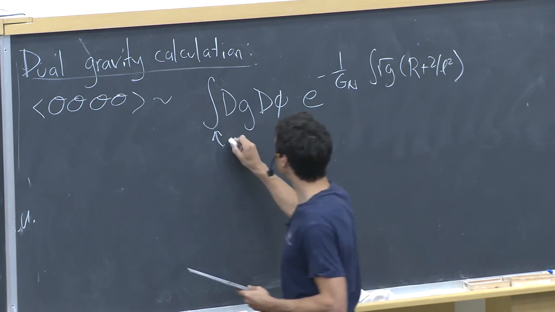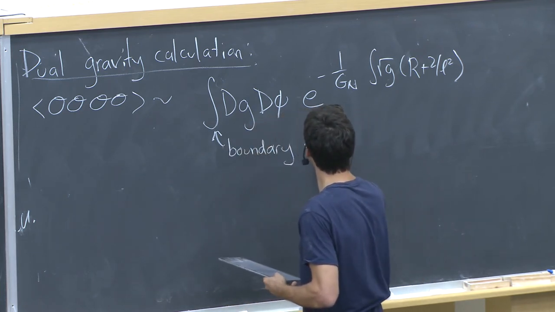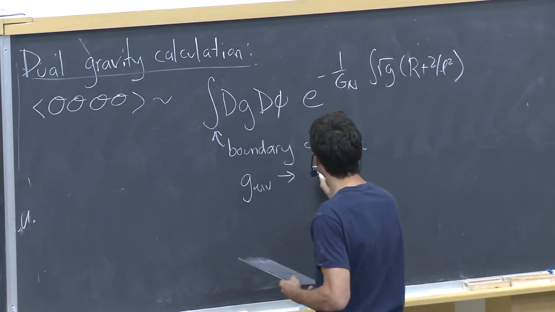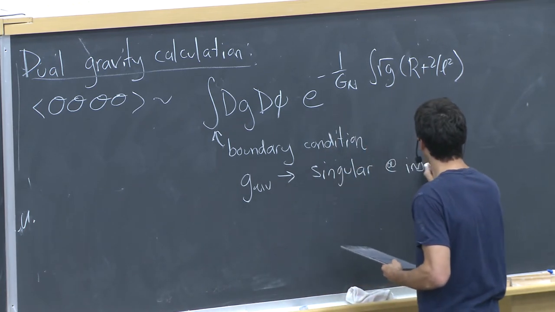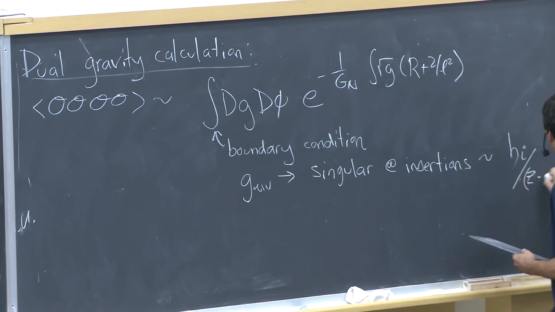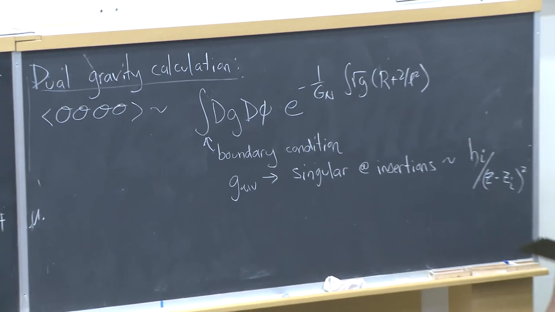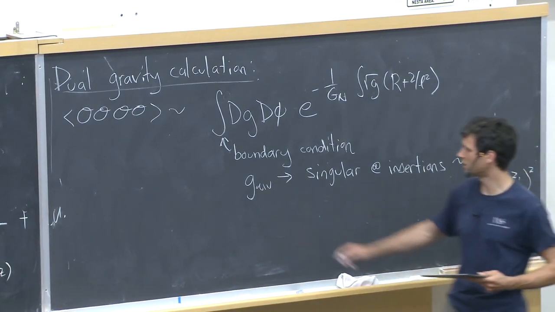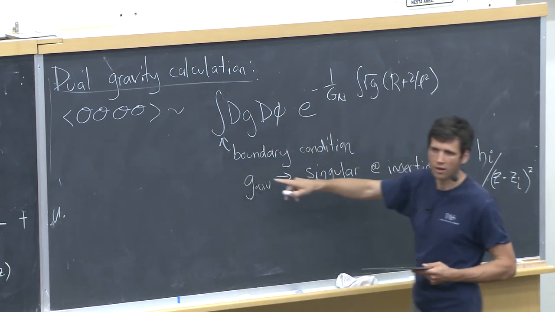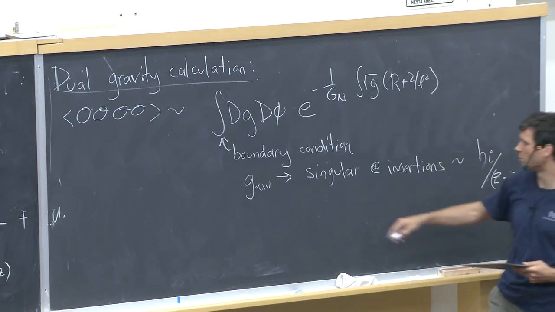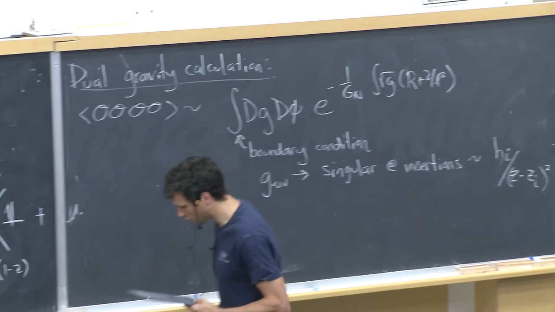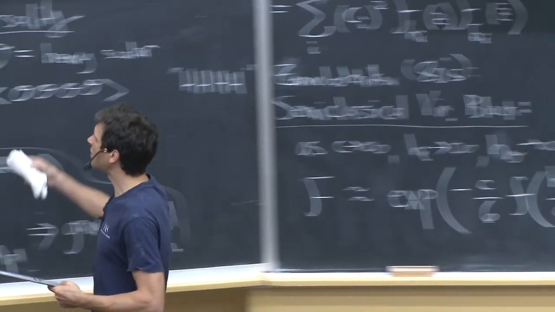For these operator insertions, this tells us we should impose the boundary condition that g mu nu is singular at the insertions, with a singularity that looks like h_i over (z minus z_i) squared. Where did this come from? What we can do is ask what the stress tensor is in the presence of these operator insertions. Then the stress tensor is dual to the metric, so we should set boundary conditions on the metric to have the right behavior near the boundary. In principle, you could do the gravitational path integral with these boundary conditions, and it's going to be dominated by some saddle point.